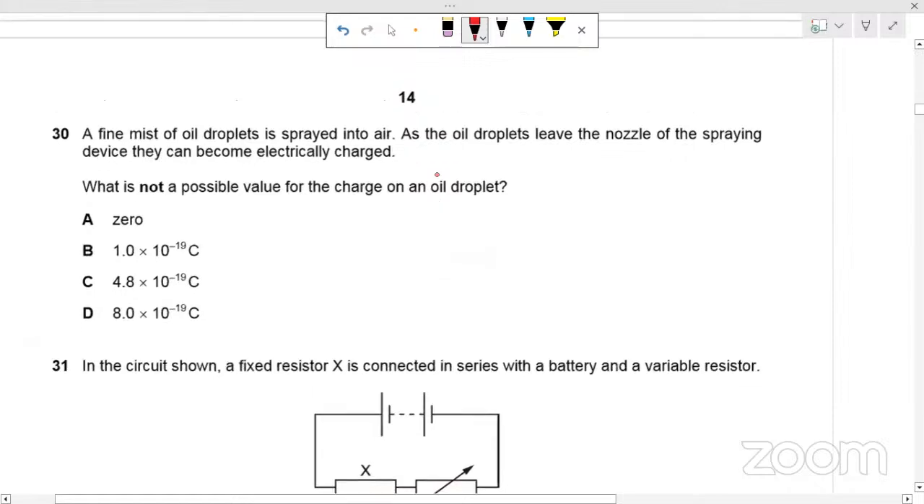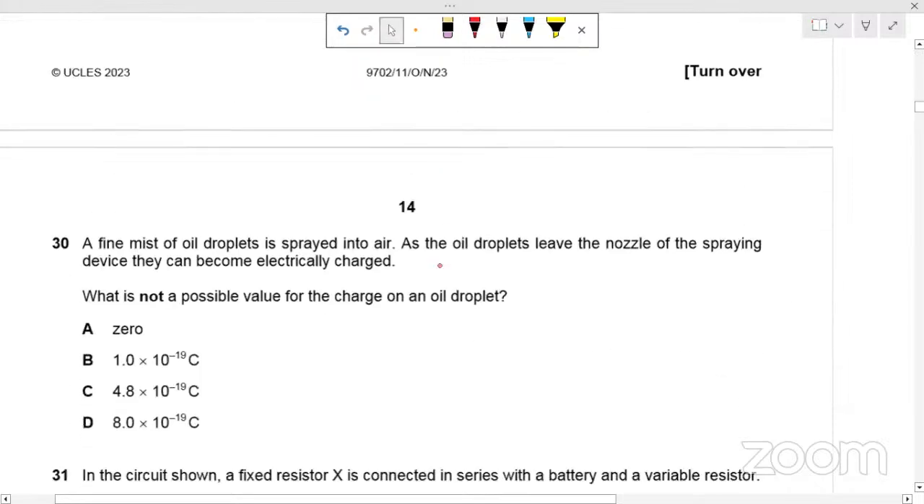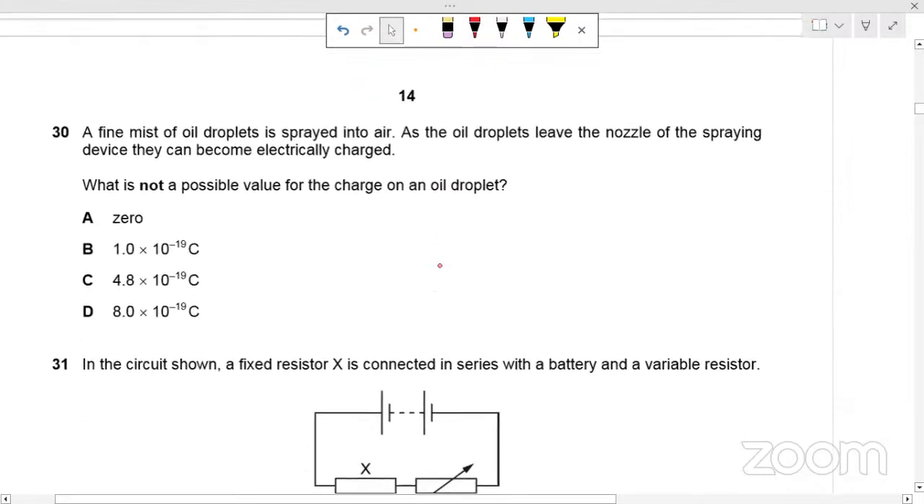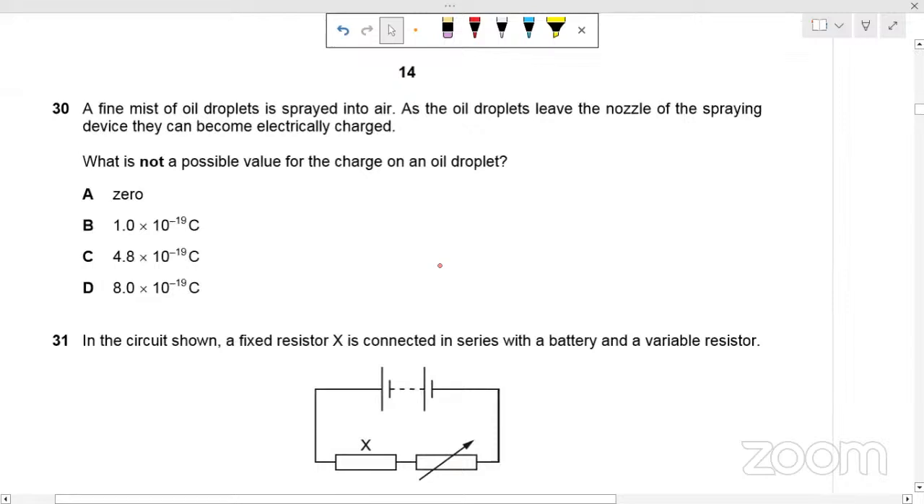Now we have completed one paper, 1-1, and we will move to the second paper. Question 2: a fine mist of oil droplets is sprayed into air. As the oil droplets leave the nozzle of the spraying device, they can become electrically charged. What is not a possible value of a charge on an oil droplet?